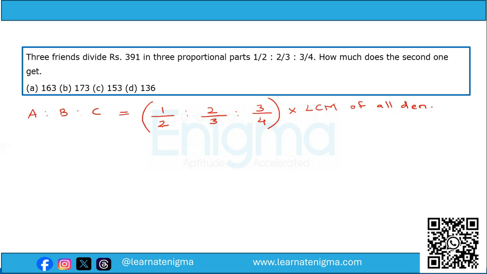Now, the denominators here are 2, 3, and 4. So, the LCM is 12. So, we multiply throughout by 12. So, that becomes 1 by 2 into 12 is to 2 by 3 into 12 is to 3 by 4 into 12. So A is to B is to C ratio comes out to be 6 is to 8 is to 9.